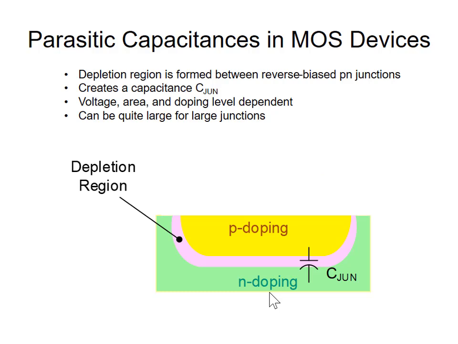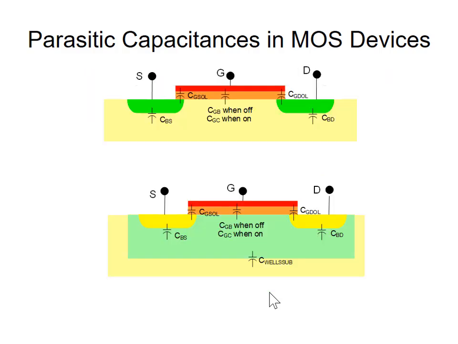And for large junctions, it can be quite large. It's not uncommon to have a first stage of an op amp that might have a width-length ratio of 500:1. If you have a width of 500 microns, you're going to have a lot of area in the drain and the source, so you're going to get a lot of capacitance between the drain or source and the bulk underneath. So here's an N-channel transistor. On both the source side and the drain side, we have a capacitance from the bulk to the drain or source.